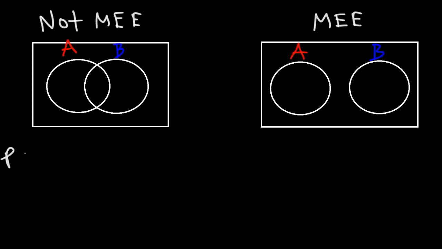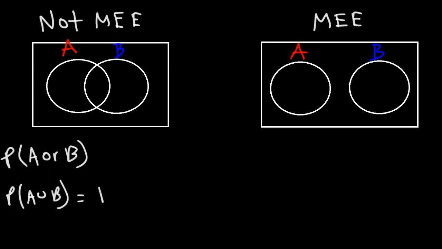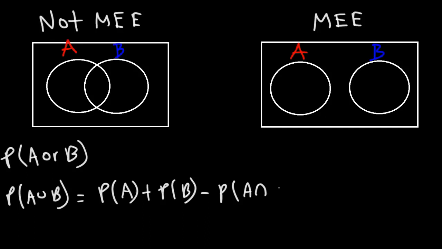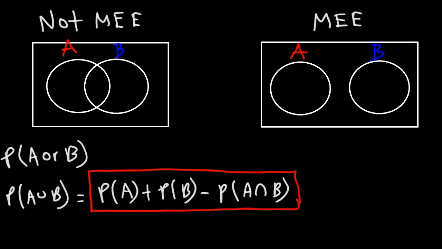Now, how can we calculate the probability of getting event A or event B for something that's not mutually exclusive? This is the same as A union B. And it's equal to the probability of getting event A plus the probability of getting event B minus the probability of getting both A and B. That is the intersection of A and B. So this equation works for events that are not mutually exclusive.